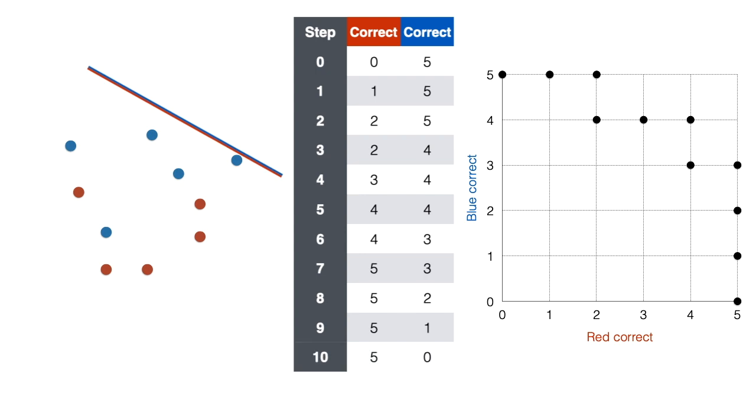All our red points are classified correctly because they're on the red side, but all of our blue points are classified incorrectly because they're on the red side. So we're always going to finish in 5-0. And this is very important. We always start at 0-5 and finish in 5-0.